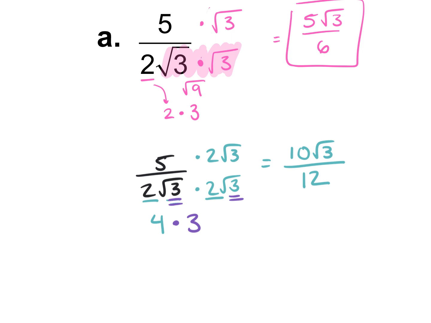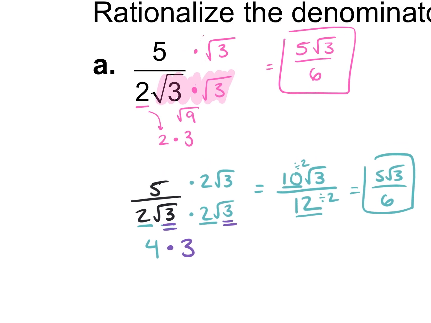This doesn't look the same as the first answer that I got, because I need to simplify. So we can simplify the whole numbers here. What goes into both 10 and 12? 2. So this would be 5 square root 3 over 6, and we divide them by 2. So same thing, just a couple more steps. Either way works. Just don't forget to simplify it. If you do the second way, don't forget to simplify it at the end.